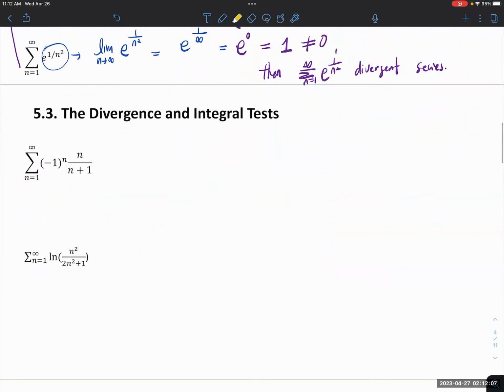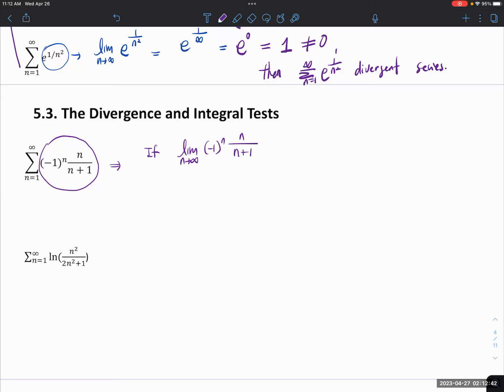Ooh, this looks a little bit like a double function. So doesn't matter, we know the divergence test. So this is a_n. We are going to check, when you take the limit, of (-1)^n times n over n plus 1. If this is not equal to 0, then it's going to be divergent. So let's check it out.